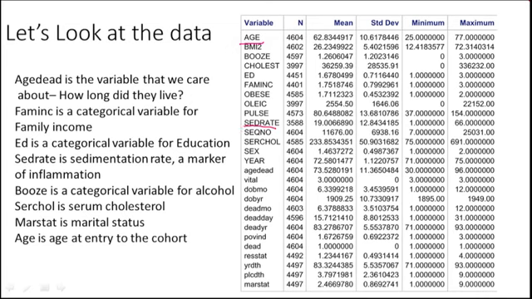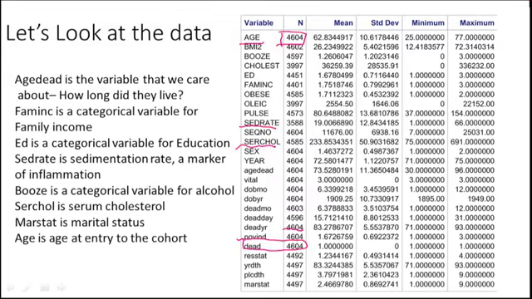SED rate is sedimentation rate, which is a marker of inflammation. SEER-CHOL is serum cholesterol, etc. And we have 4,604 people, all of whom died. We have 4,604 observations of the variable dead, and it's always 1. And we have the year in which people died for everybody.